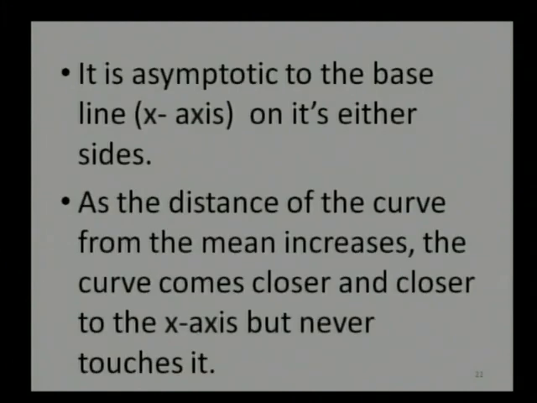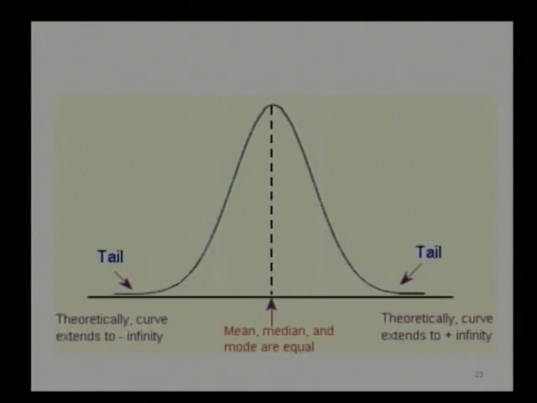Okay, now it is asymptotic to the baseline x-axis on either side, which we have already discussed. As the distance of the curve from the mean increases, the curve comes closer and closer to the x-axis but never touches it. Keep that in mind: it never touches the x-axis. Let us see this figure here.